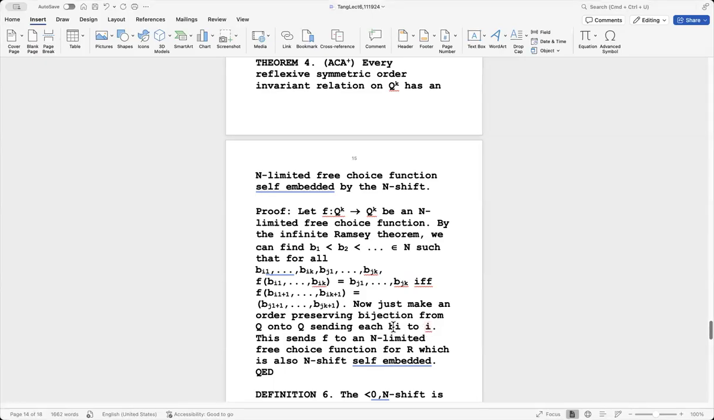So we can just make an order isomorphism, this time total, an order preserving bijection from Q onto Q, sending each Bi to i. And this sends F to an n-limited free choice function for R, which is also n-shift self-embedded. See, we already know that we're going to retain the limited nature of this because these B's are in fact from capital N. We always had n-limited. Okay. So that's how that's proved.